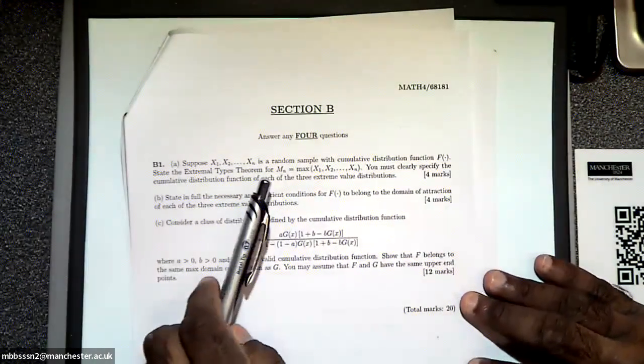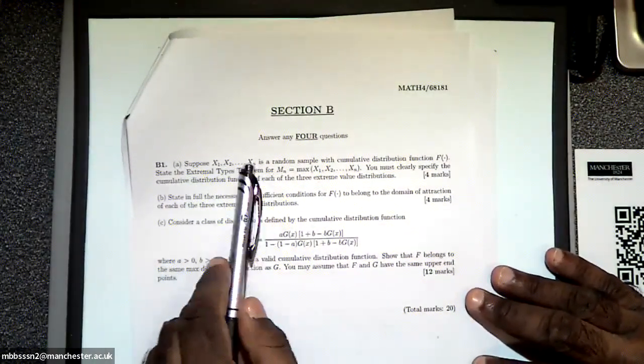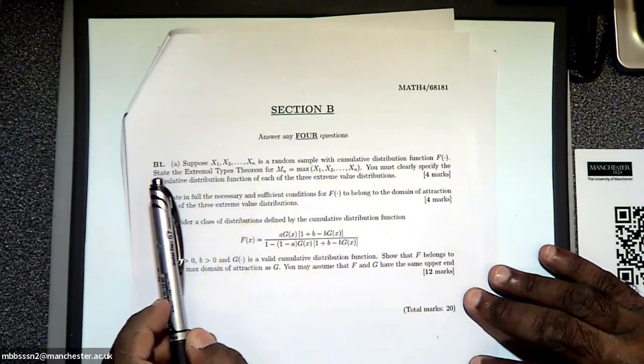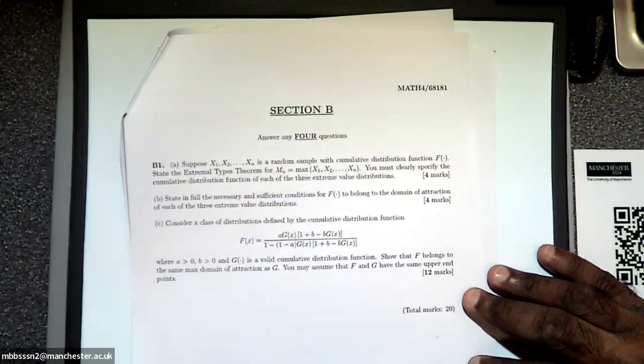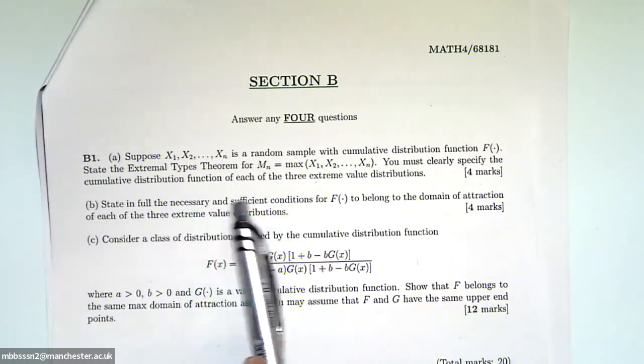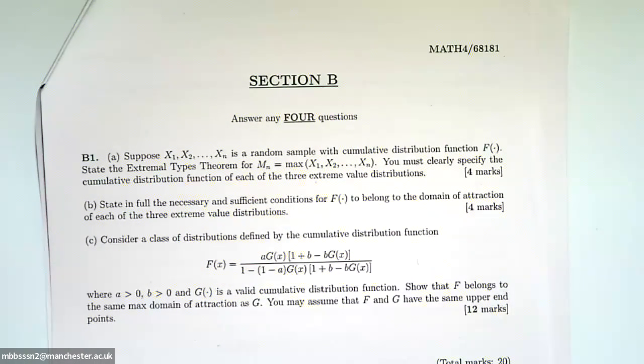This is from last year's exam paper. Hope you can see this. This is the part where you need to state the extremal types theorem. This is the part where you need to state the necessary and sufficient conditions for each domain of attraction.